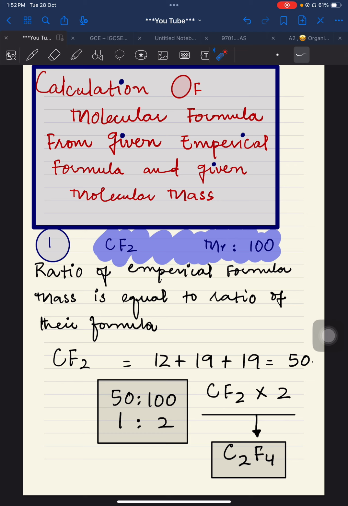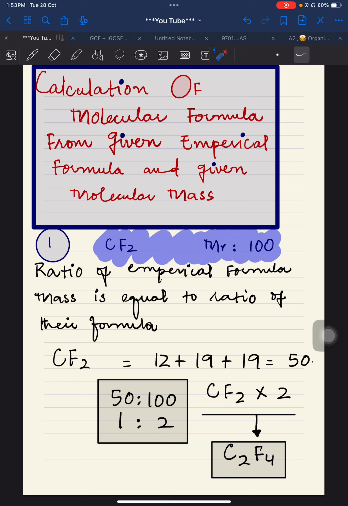Remember that the empirical formula can be calculated either from the given percentages or from the given masses by calculating the moles value. The molecular formula can be calculated from the empirical formula, and the empirical formula mass can be compared with the molecular formula mass. The key is that the ratio of molecular formula mass and empirical formula mass is calculated. Their ratio is equal to their formula ratio as well.